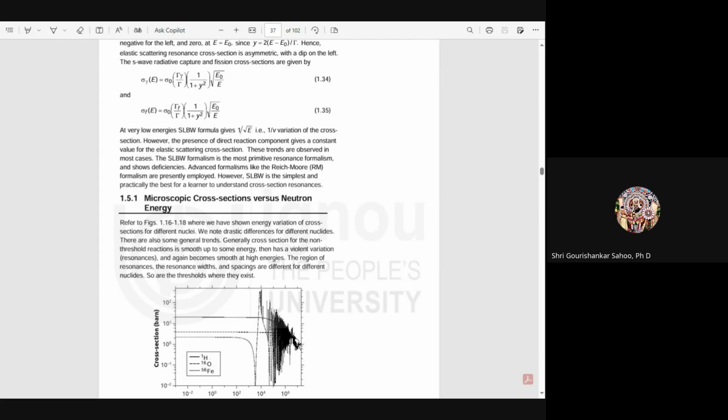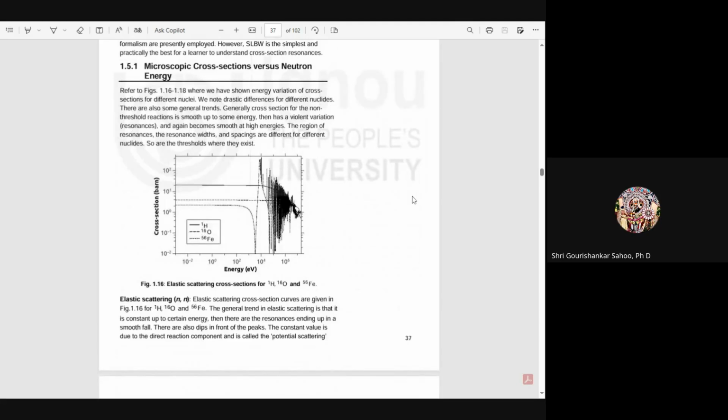Then microscopic cross section versus neutron energy. You can see in the slide, in the y-axis you have the cross section in the unit barn, and in the x-axis energy in electron volt. And for hydrogen, oxygen and iron, I have shown you the elastic scattering cross section. Elastic scattering cross section curves are given in the slide.